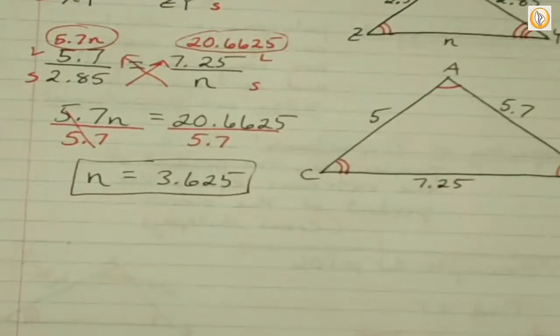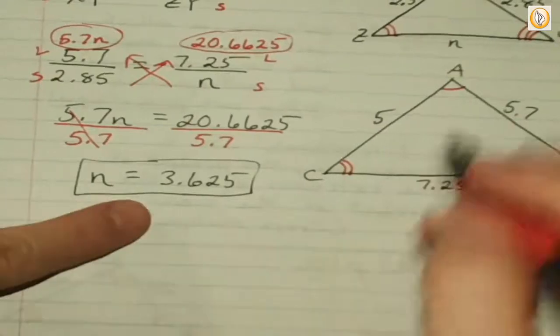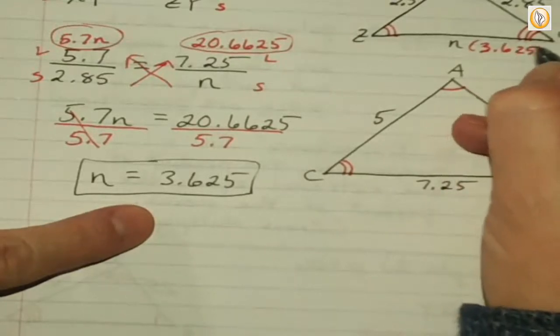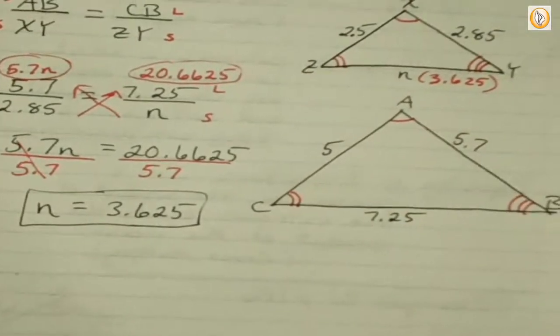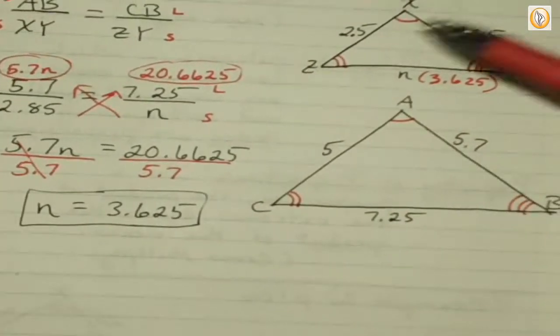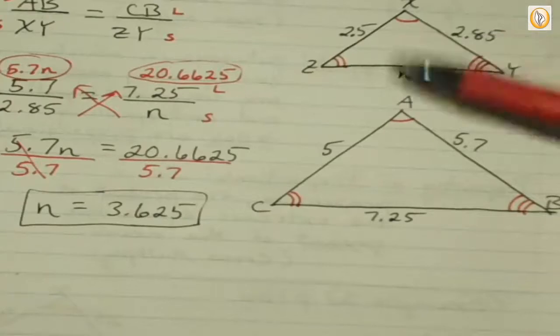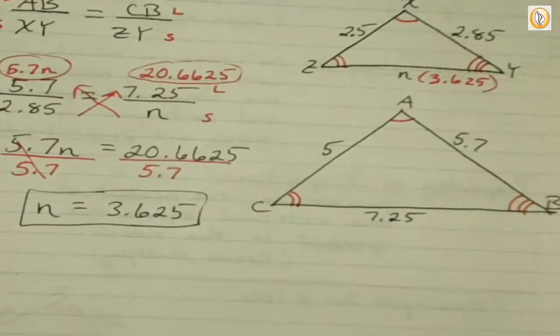Does everyone understand what to do here? And then, so n is 3.625, and they said to find the perimeters. Guys, all you have to do is add them up. That's all you have to do. That's why I said I'm not going to spend time on that, because all you had to do was find the perimeters. Y'all understand? Perimeters, you're just adding them all up.